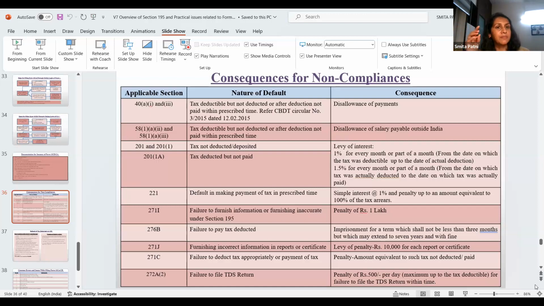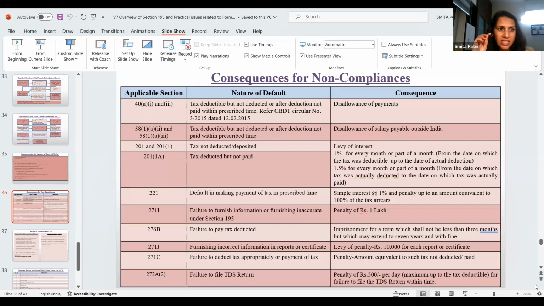Even if a payment is made to an NRI in India, or to a foreign company having a branch in India, that Indian branch of a foreign company is a non-resident. If we make a provision and do not deduct TDS in this year, then we are supposed to disallow 100%. Please be careful about this.